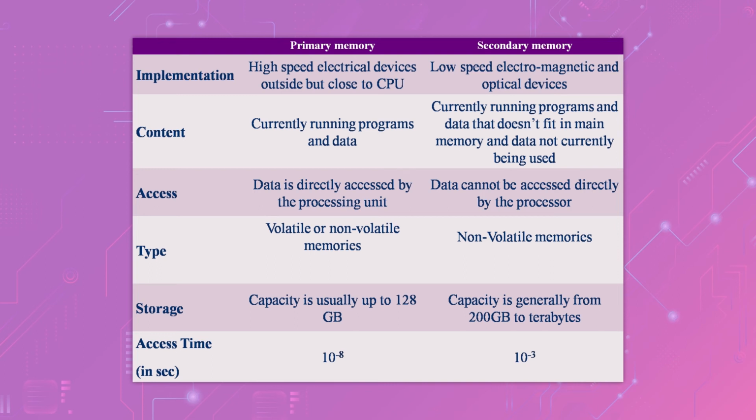But in comparison, if we are talking about the primary memory, they are high speed electrical devices, but they are outside but close to the CPU. They are relatively slower than the CPU memory, but still they manage the access because direct access can be made, so the data can be accessed by the CPU from the main memory. And lastly, we have the secondary memory, which are low speed electromagnetic or optical devices, but they are primarily used for bulk storage.